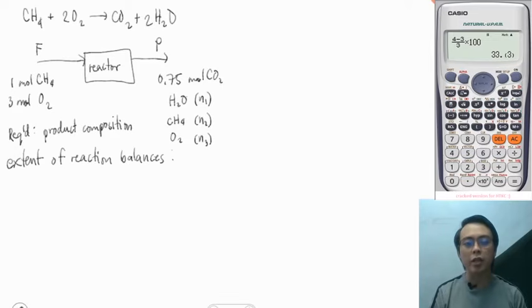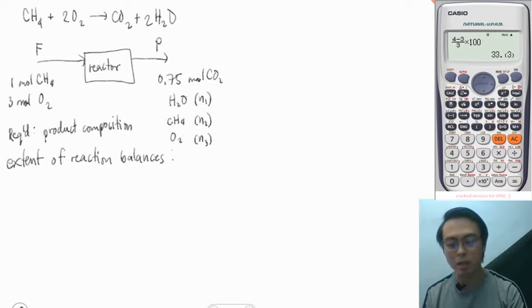The technique here is you first need to determine the value of the extent of reaction before you can solve all of your unknowns. So of course, you don't start your extent of reaction balance with water because you don't know the amount of water in the product. You would want to start with a component that you already know the amount of in the feed and in the products. And in this case, that is CO2.